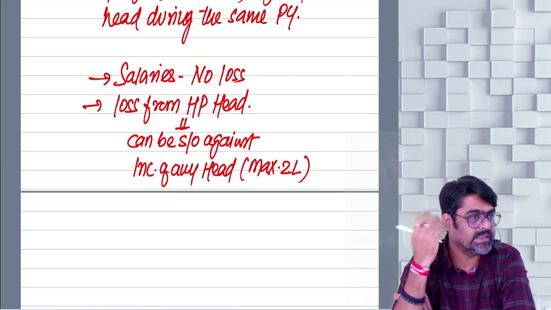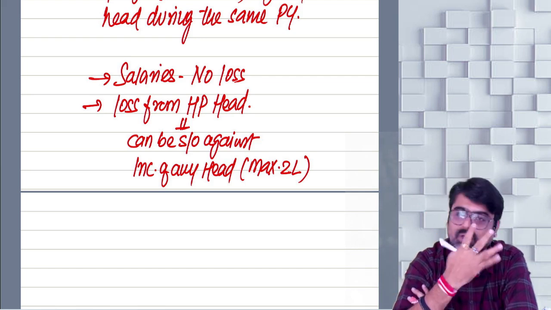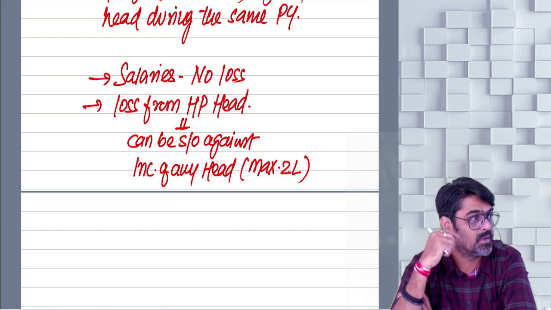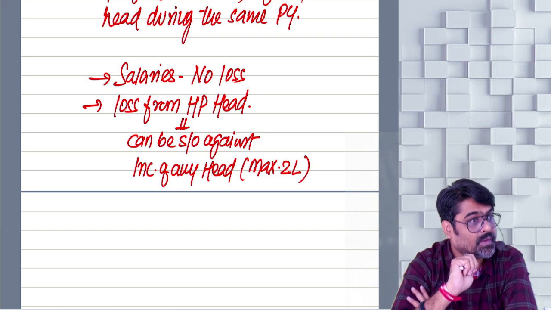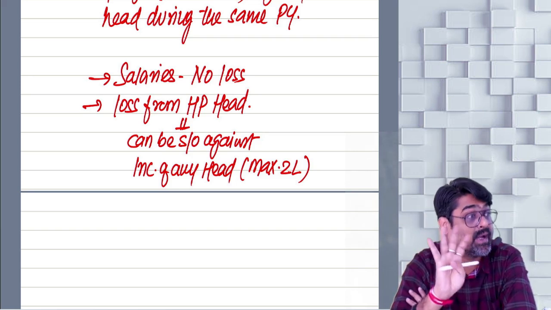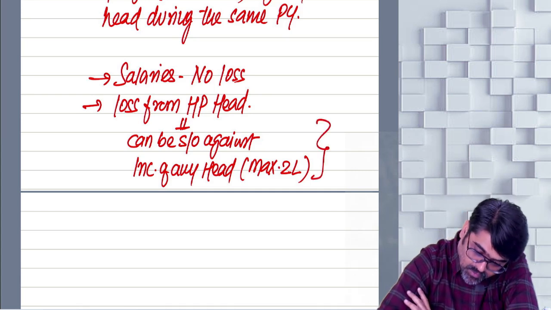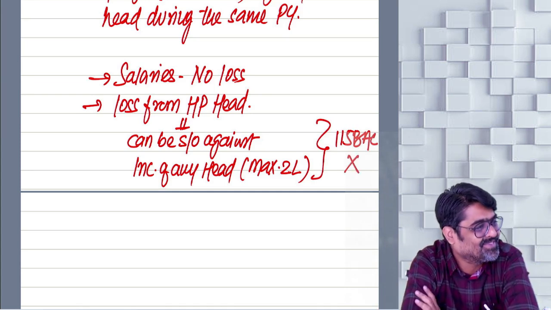It can be set off against any head, but to the maximum extent, the remaining 80,000 cannot be set off in this year. You will have to carry forward. This year we are going to allow a maximum of 2 lakhs, against any head. But remember, you can follow this only if you don't follow 115 BAC.